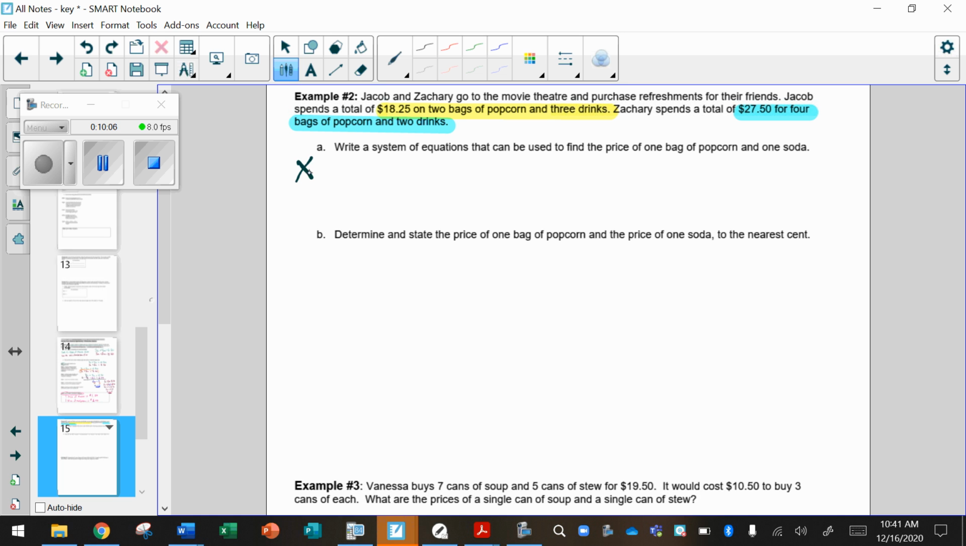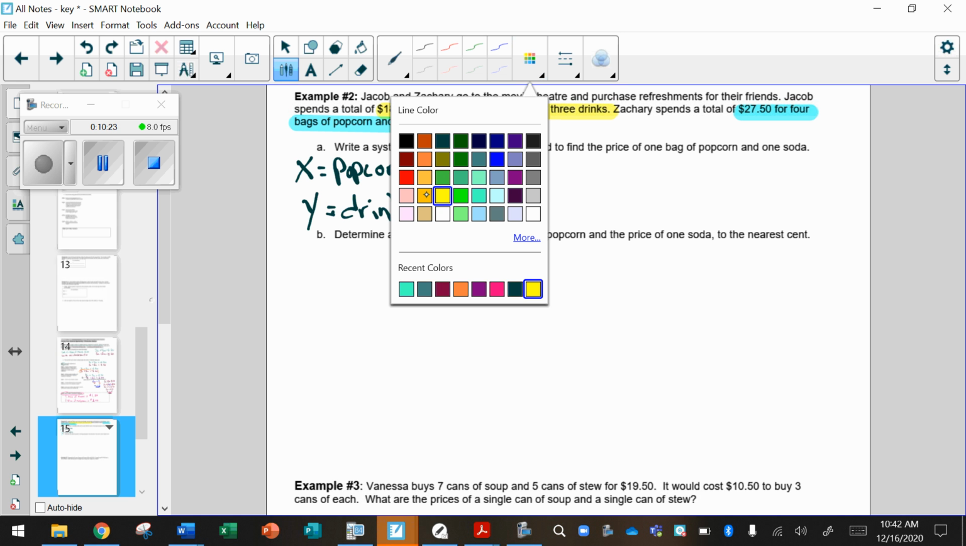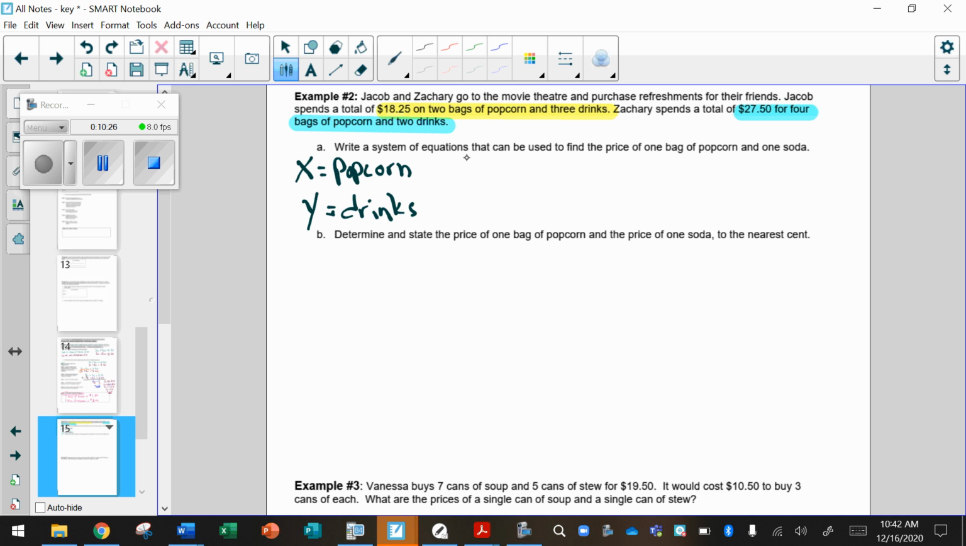So this time I'm going to use X for popcorn and Y for drinks. You're welcome to use P and D for popcorn and drinks if you want. I'm just going to use X and Y. So we have two equations. Jacob spent $18.25 on 2 bags of popcorn and 3 drinks. Zachary spent $27.50 on 4 bags of popcorn and 2 drinks.